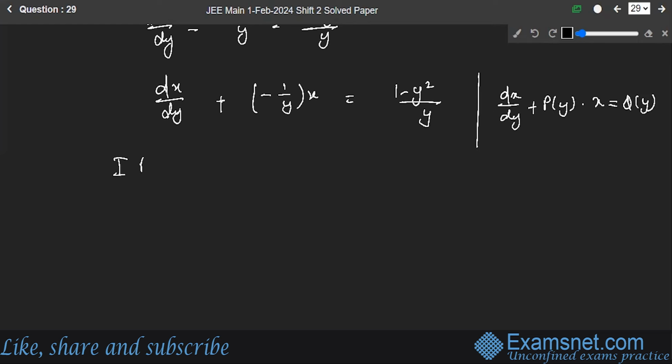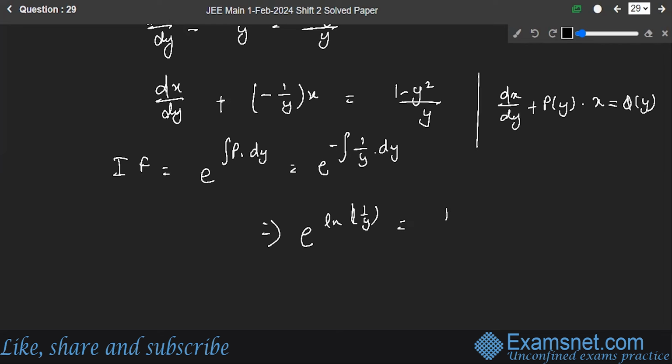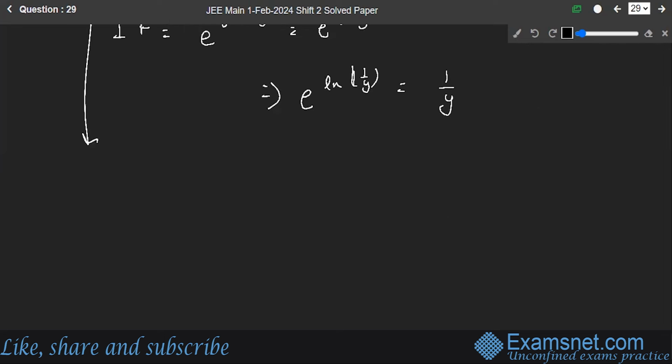So here the integrating factor will be given by e raised to power integral of p dy, or this will be e raised to power minus, I'll write outside, integral of 1 upon y dy, or this will be equal to e raised to power log of 1 upon y, or this will be equal to 1 upon y only. Now, the solution for this differential equation is given by x into integrating factor is equal to integral of q of y into dy.